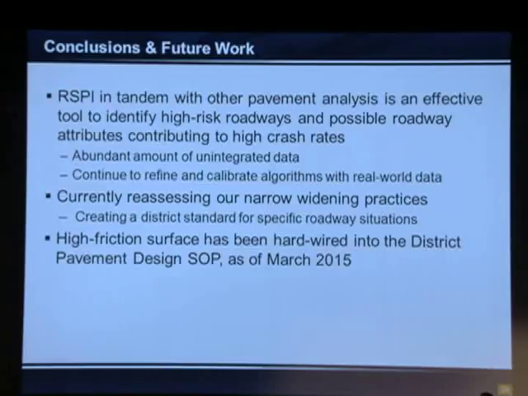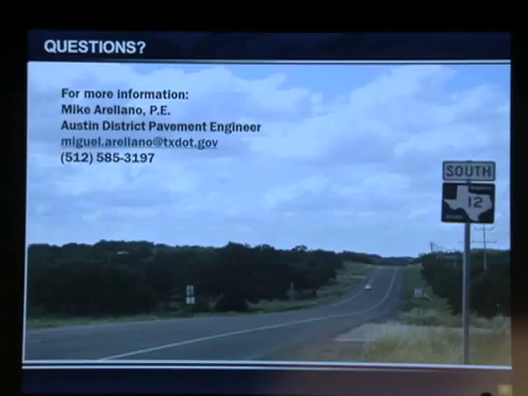So in conclusion, we use our safety index in tandem with our road assessment to really drill down exactly where we need to be putting our money and where our widening program needs to be, and other safety treatments. We're reassessing our narrow widening practices, and our high friction surface course policy that we implemented in 2008 has currently been hardwired into our SOP, given the reduction in crashes and fatalities that we've seen over time. That's all I got. Any questions?